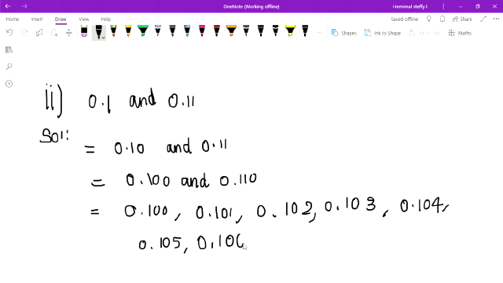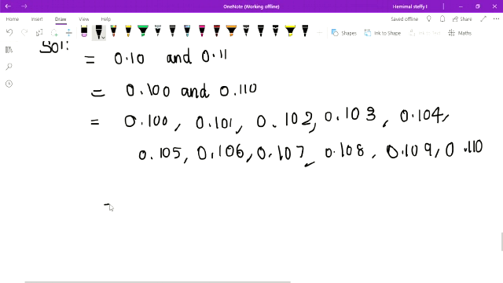0.106, and then 0.107, and next number is 0.108, and next number is 0.109, and 0.110. So that means 0.110. So they are asking only three numbers, which means we can take any three numbers.